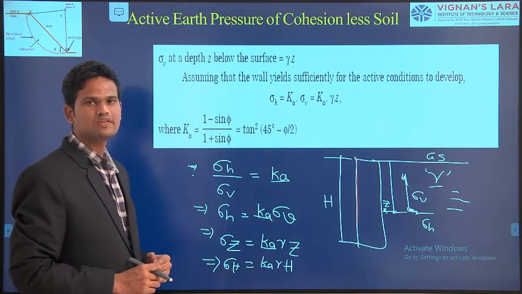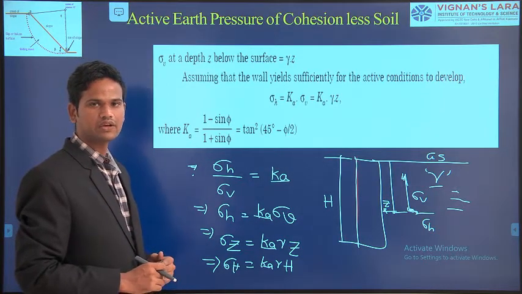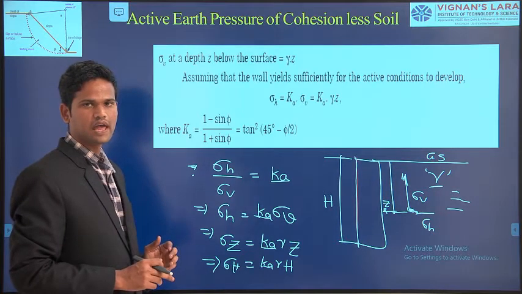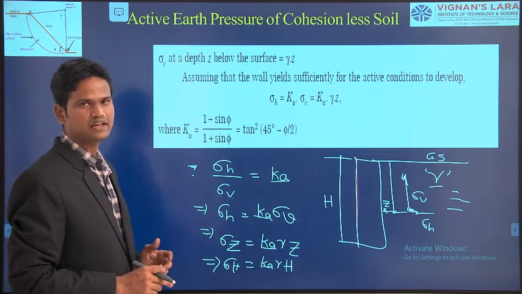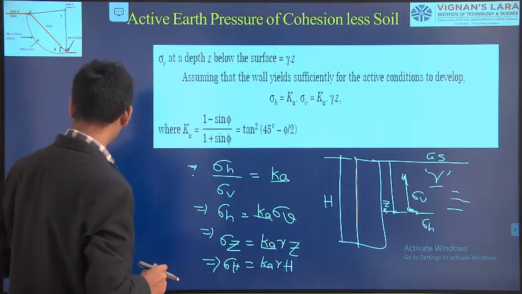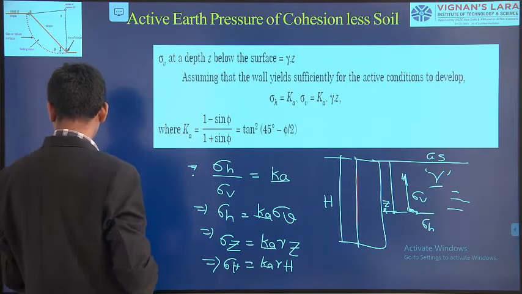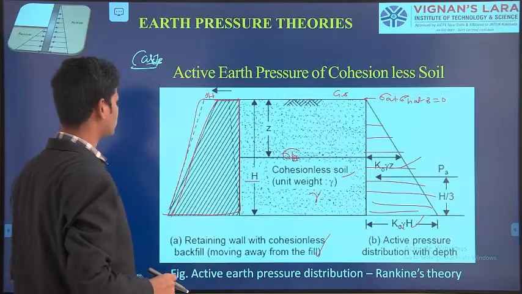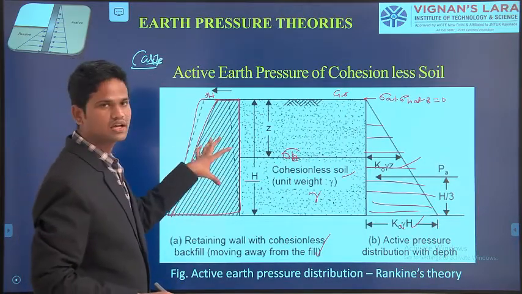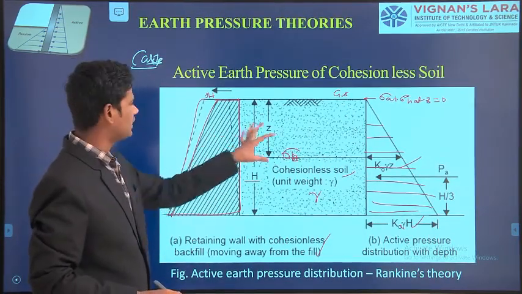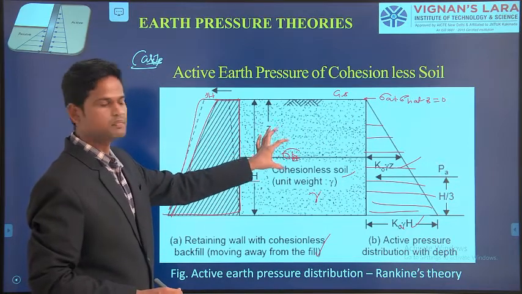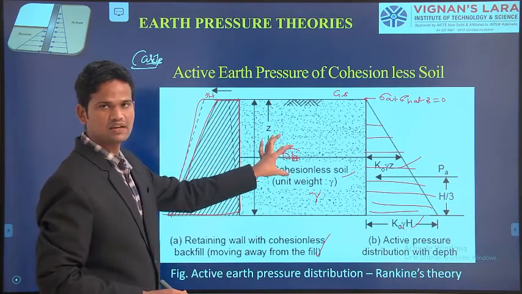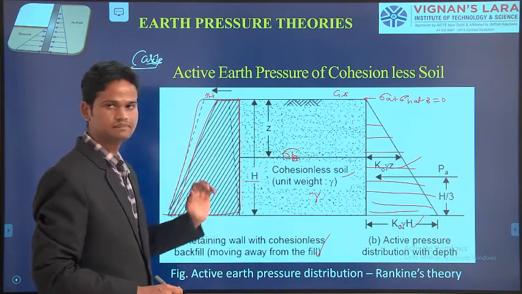In last class we discussed active earth pressure, and we have seen how we calculate the lateral earth pressure for the active condition. Again, one more time I will show the diagram. This is the retaining wall and here is the backfill. The backfill is cohesionless soil, that means coarse grained soil, that is sand.